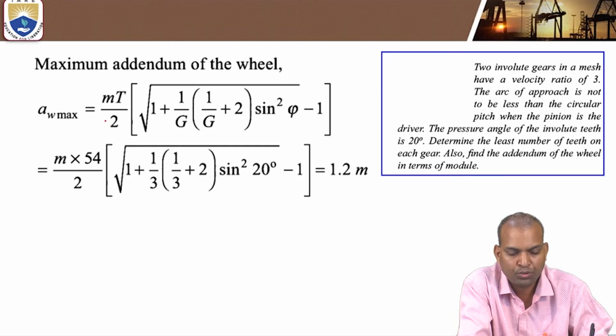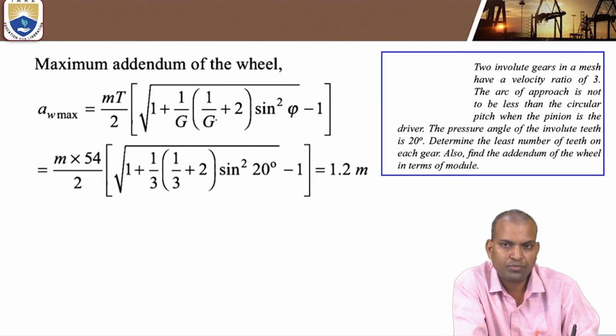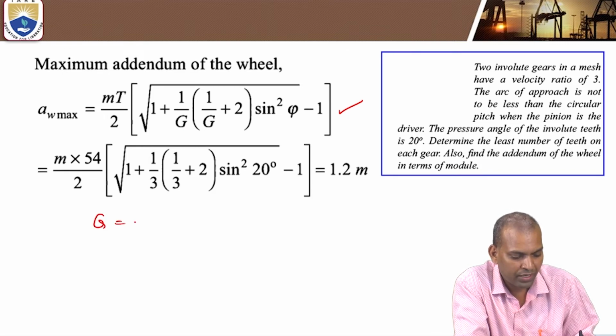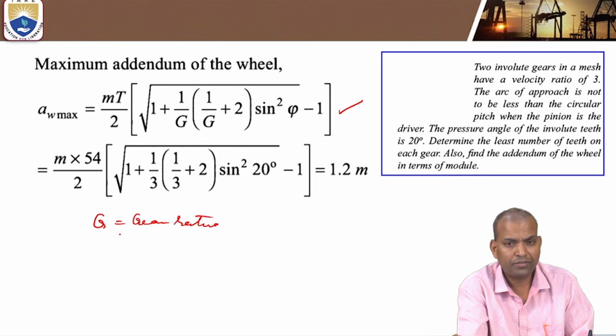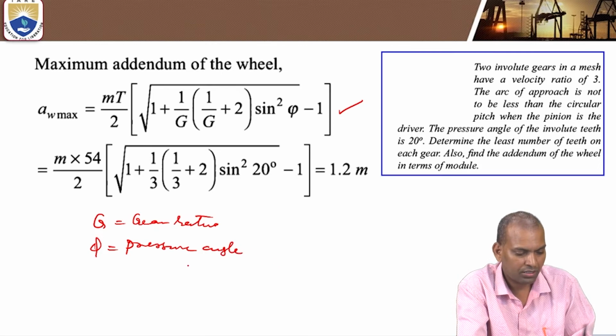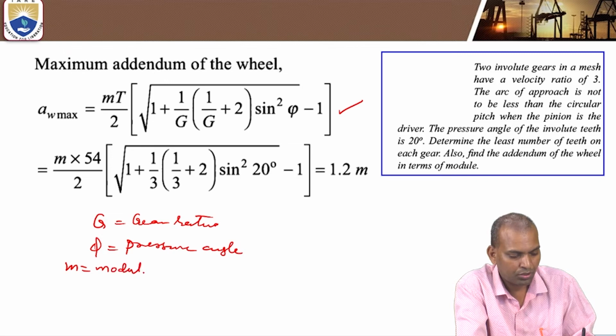This is the formula: m into capital T by 2 times under square root of 1 plus 1 by g times 1 by g plus 2 sin square phi minus 1. What is the g value? It is the velocity ratio or gear ratio here. Gear train value is different from speed ratio. Phi is the pressure angle, m is the module, and capital T is the number of teeth on the gear.